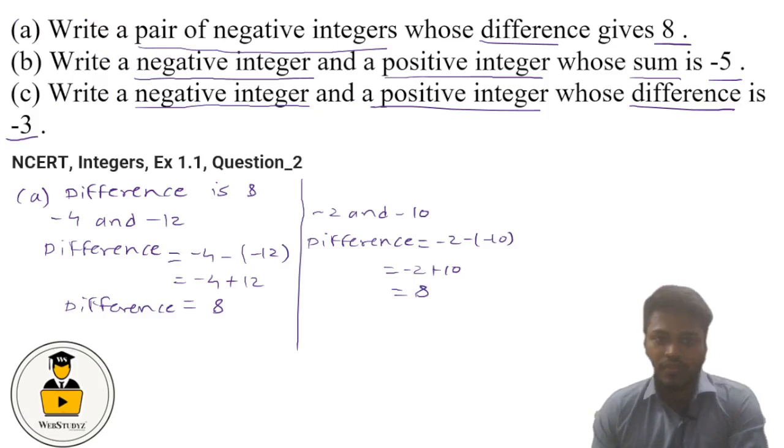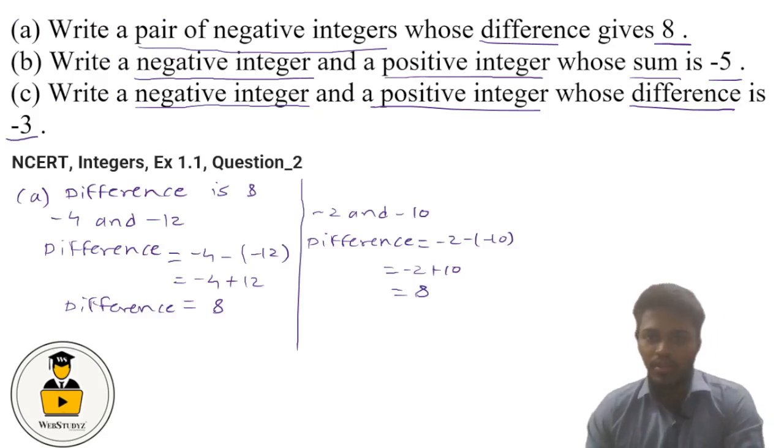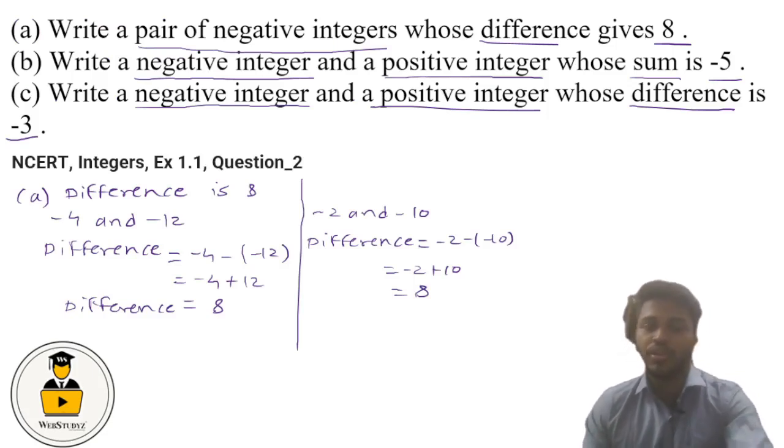In this question, we have found out the pairs of integers for which the sum and difference satisfy the given conditions. So I hope you have understood it well, and thank you.